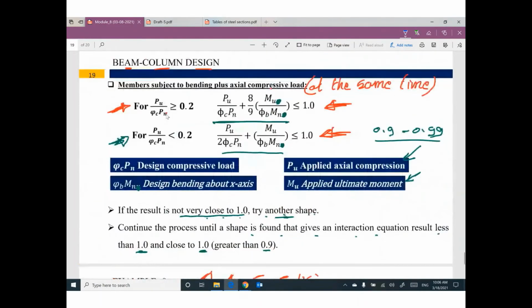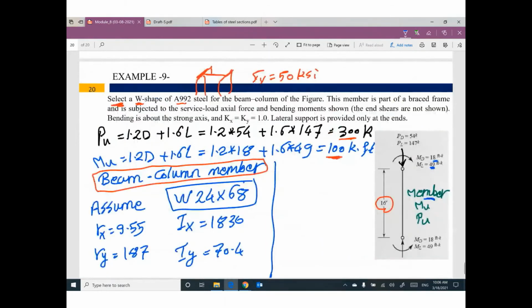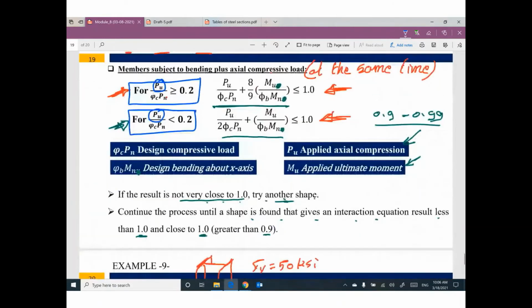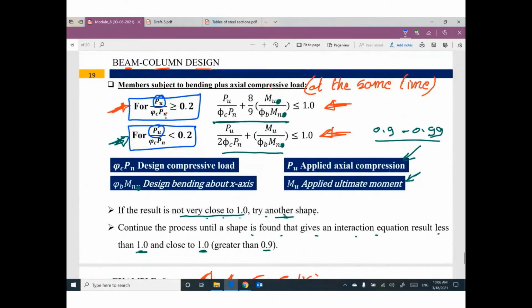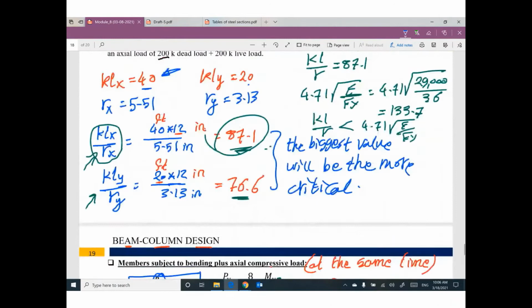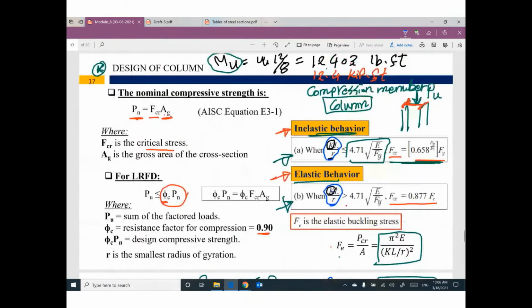To start your design, we need to check whether we are in this case or this case. Right now, I can figure out the value of P ultimate, which is 300 kip. Can you tell me what is the value of the denominator phi Pn? To do this, I need to go back to the design of a column.